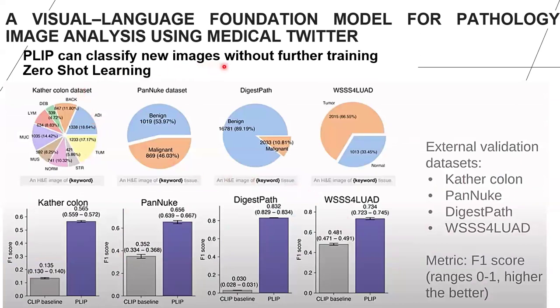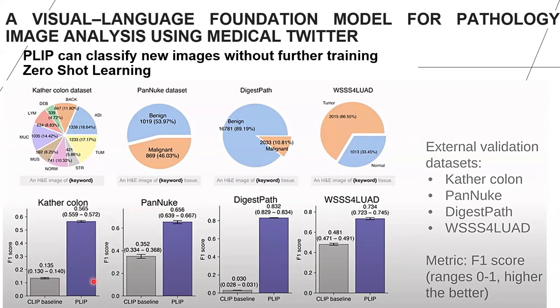So PLIP can classify new images without further training. We already discussed that it has the capability of zero shot learning. They have used not only the OpenPath, but other datasets for cross evaluation. They trained on OpenPath and evaluated its performance on new datasets, that is Kather colon, PanNuke, DigestPath, and WSSS4LUAD. They have obtained remarkable results when the same dataset is evaluated on PLIP versus CLIP.